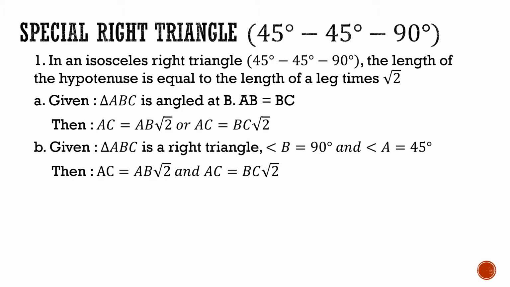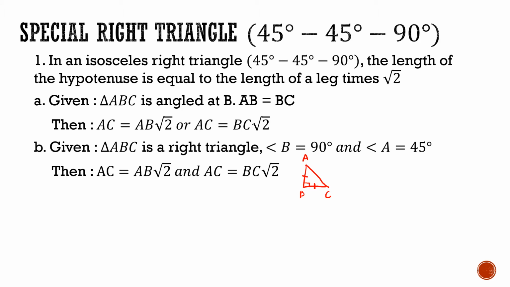Remember that when we talk about an isosceles right triangle, two sides of the given right triangle will be equal. So for example, this is my triangle ABC, wherein B is my right angle. Therefore, AC is my hypotenuse. Remember that the opposite side of the 90-degree angle will be your hypotenuse. Since this is an isosceles right triangle, side AB is congruent to BC.